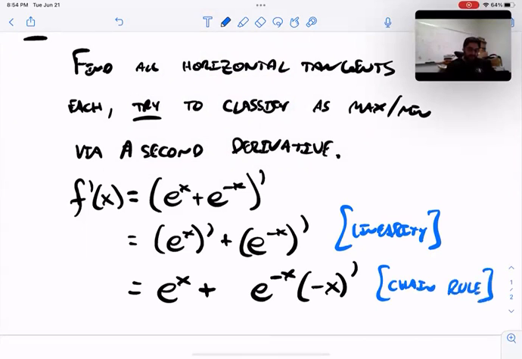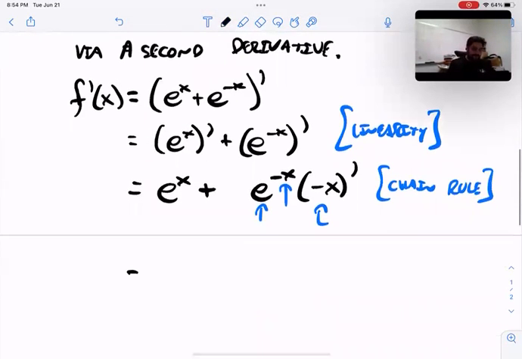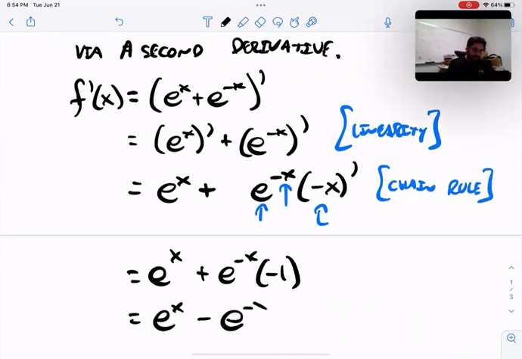So I took the derivative of the outer function, e, which stayed the same. I left the inner function alone inside that outer prime. And then I multiply by the derivative of the inner. Those are the 3 steps of chain rule, always. Then I can evaluate the derivative of negative x. It's just a constant negative 1. And I can move that out front just to clean it up a little bit. So it's just cleaner to say e to the x minus e to the negative x.